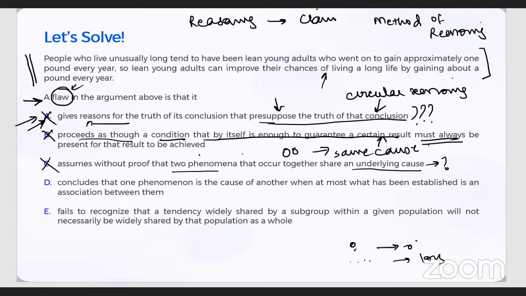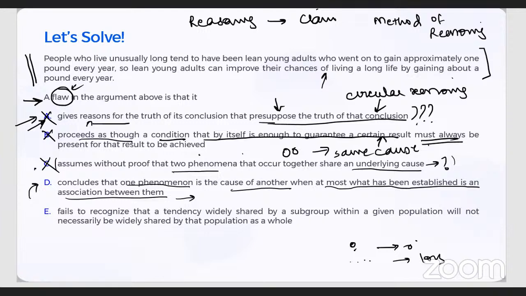Now that we've discussed this and broken things down a little better, it becomes quite evident that D is a contender. It says a flaw in the argument above is that the argument concludes that one phenomenon is the cause of another, when at most what might have been established is an association between them. This is a very nice way of describing correlation versus causation.